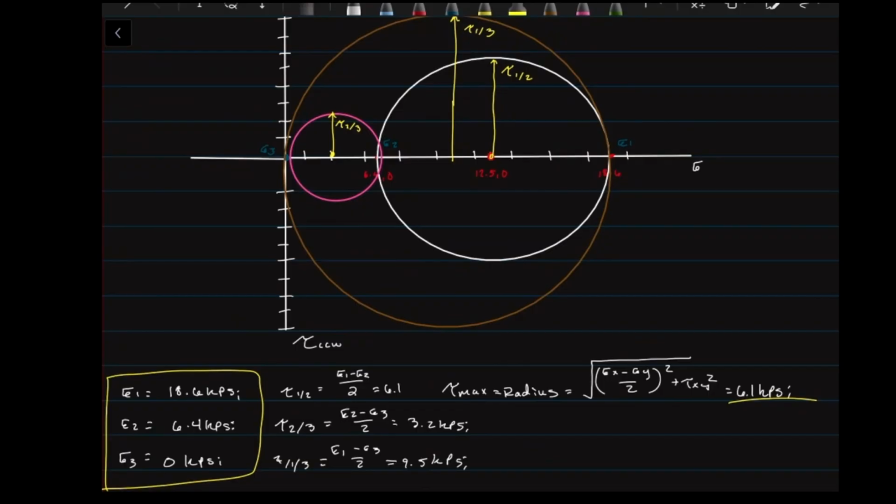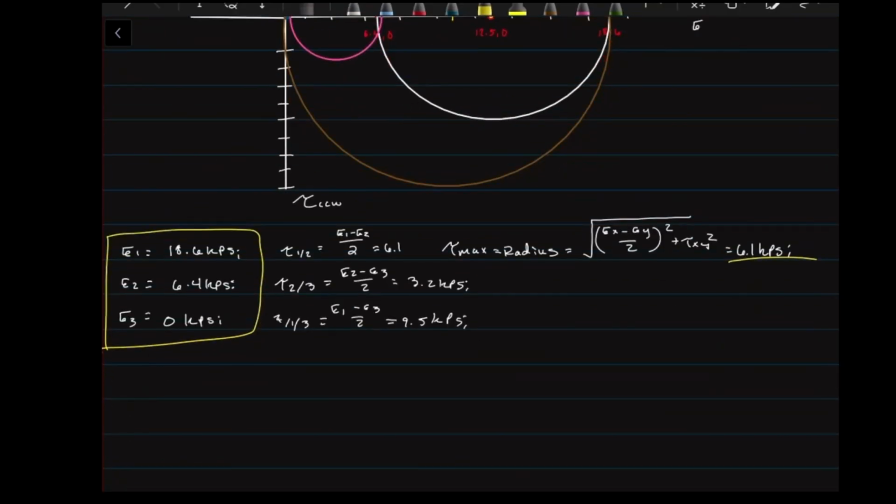That's right. Tau 2,3 is our smallest value, and it's at the smallest circle. That makes sense. That's good. And tau 1,2 is the radius we've already calculated, and it concurs with what we've already done. That's good. That's very good. So you've done it. You've calculated what we've asked you to do. The tau values, the tau max value, and the principal stresses. You've done good.